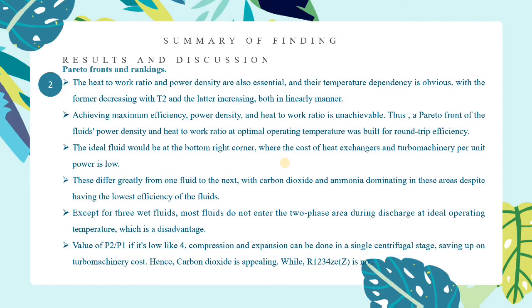If the value of P2 over P1 is low, like 4, compression and expansion can be done in a single centrifugal stage, saving on turbomachinery costs. Hence, carbon dioxide is appealing while R1234ZE is not.